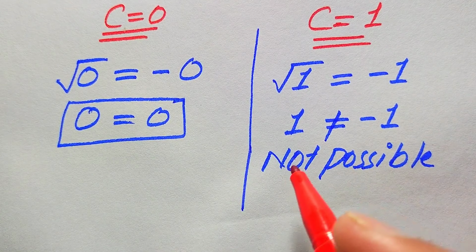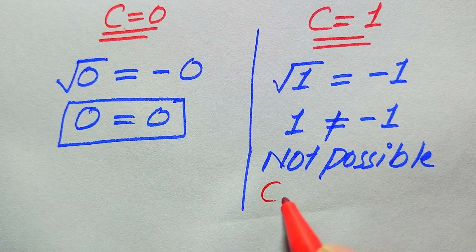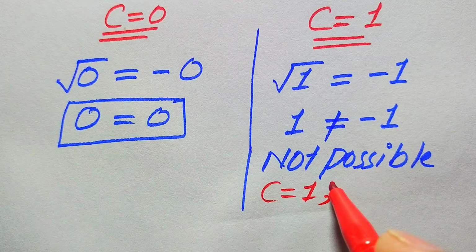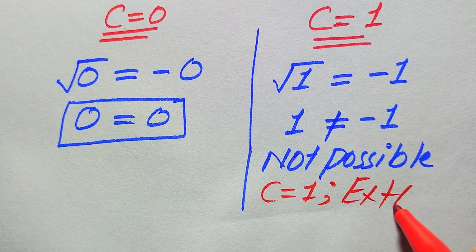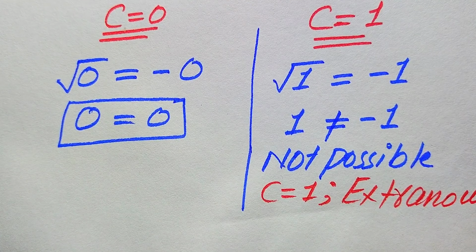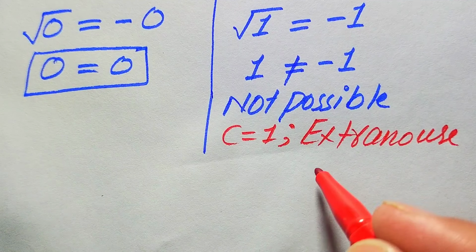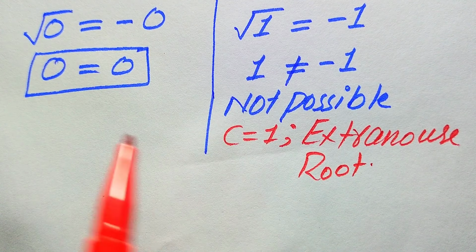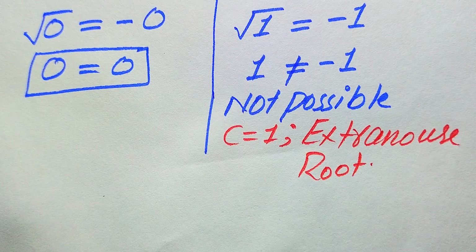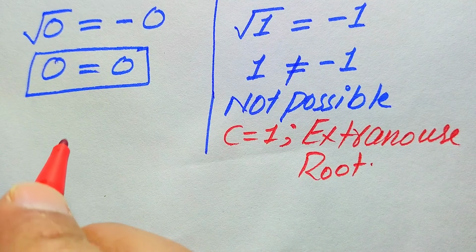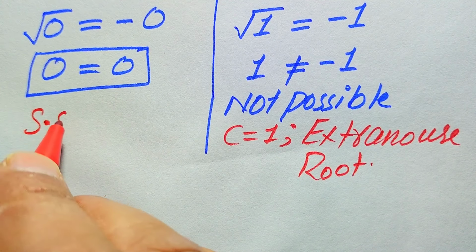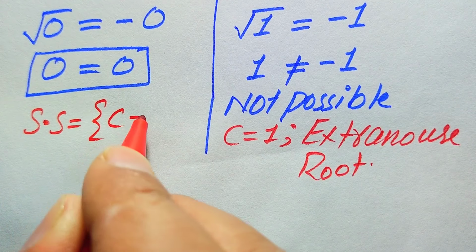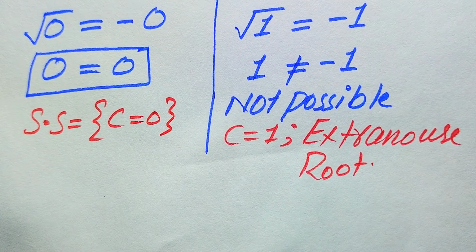So we finally conclude that c equals 1 is the extraneous root of the given equation. This is the extraneous root because it does not satisfy our given question statement, and c equals 0 satisfies our given question statement. So we say that c equals 0 is the only solution of the given equation.